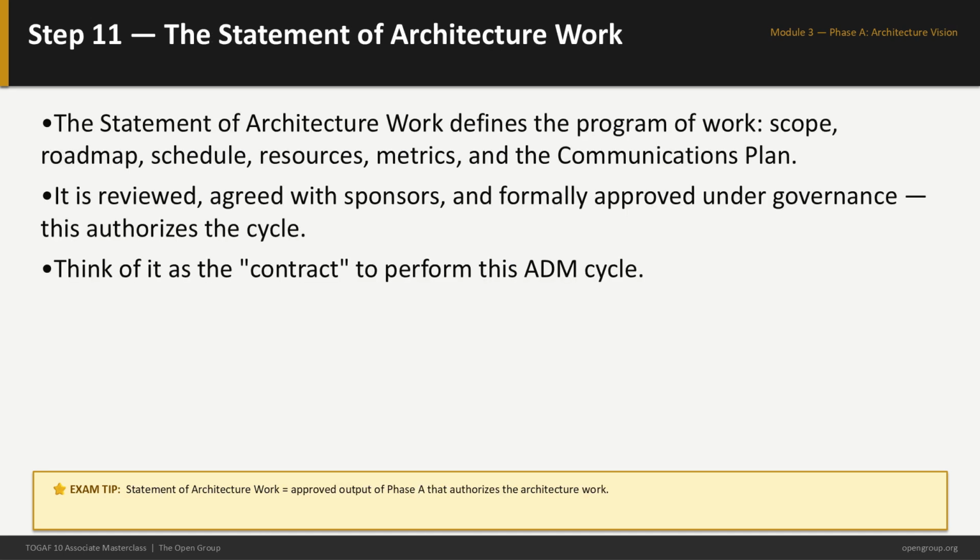Step 11 brings the phase to its conclusion, developing the statement of architecture work and securing its approval. This document defines the entire program of work for the cycle: the scope, the roadmap, the schedule, the resources, the performance metrics, and the communications plan. It's then reviewed, agreed with the sponsors, and formally approved under governance, and that approval is what actually authorizes the cycle to proceed. The cleanest way to think about it is as the contract to perform this ADM cycle.